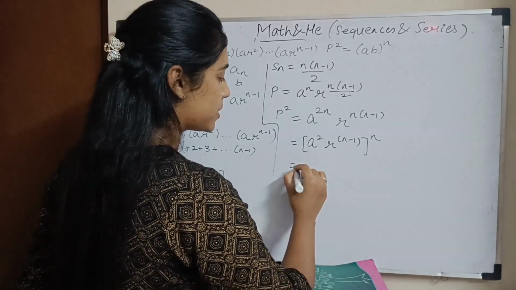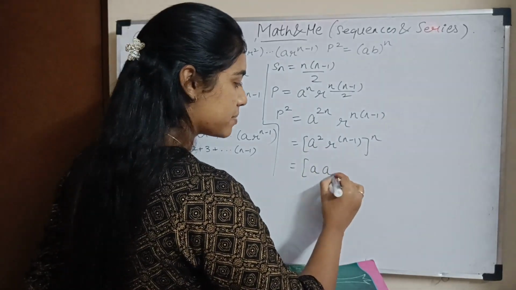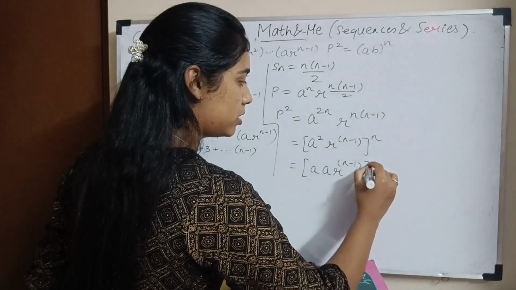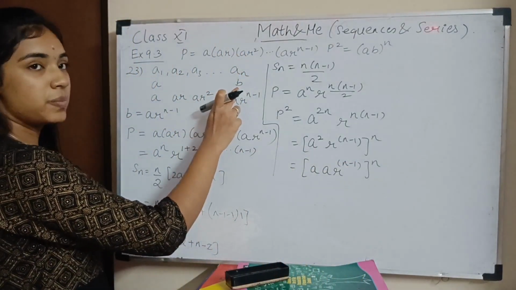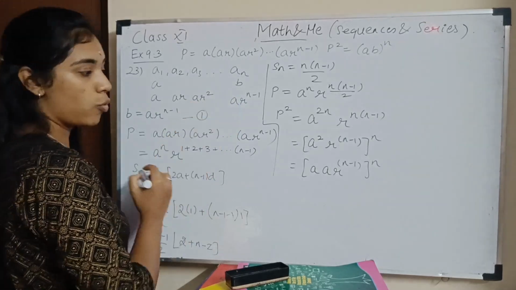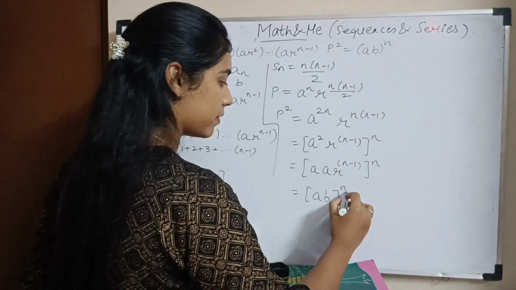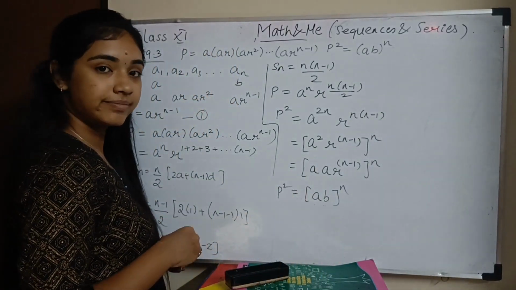Now what am I going to do? I am going to split. A square can be written as A times AR to the power n minus 1, to the whole n. What is AR to the power n minus 1? It is B. So from 1, what do I have? (AB) to the power n. So P square equals (AB) to the power n. Okay.